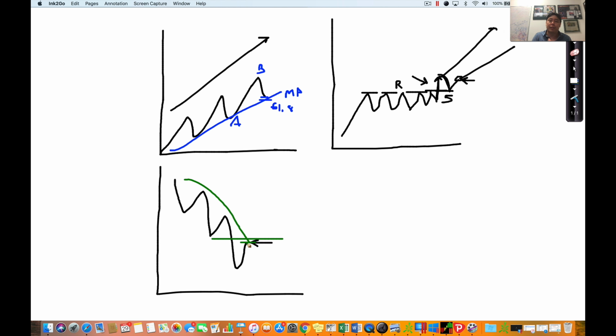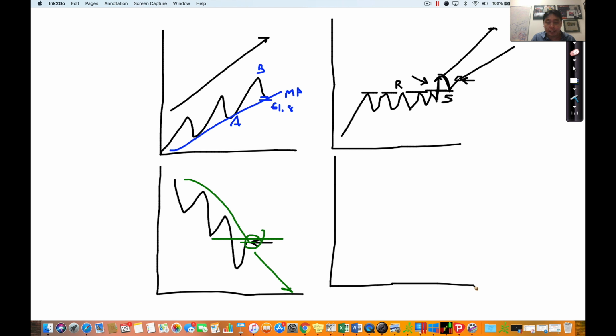I like to look at everything. I like to look at confluence. So for me, I enter when it hits a moving average, hits a trend line, hits a Fibonacci level. I've got all the stars aligned, and I go short and I take the trade all the way down.